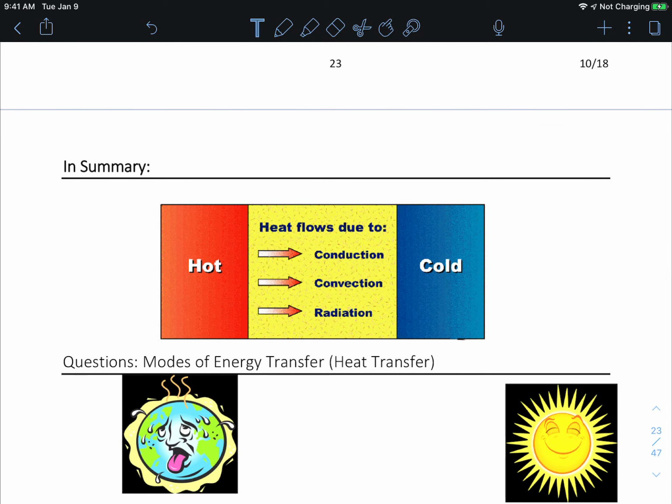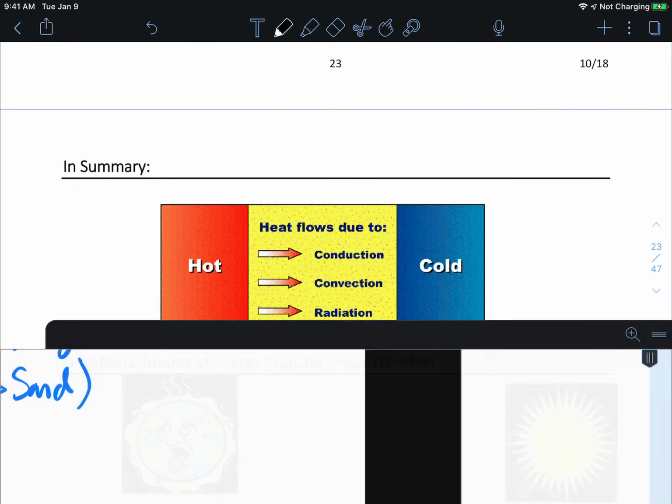So heat flows by conduction, convection, or radiation. Radiation is the only one that can occur without particles in between. In convection, the particles are in motion and they are mixing, and in conduction, there's no mixing, but the two particles are in contact. So maybe let's put a little bit of a summary here to just put that in words.